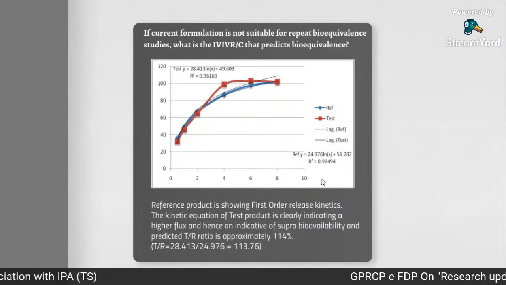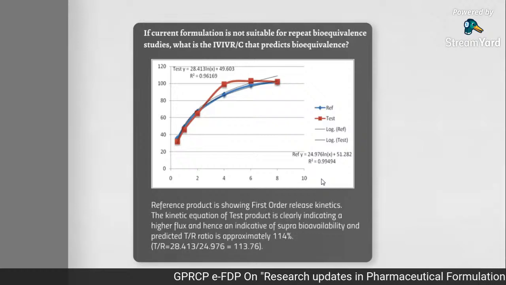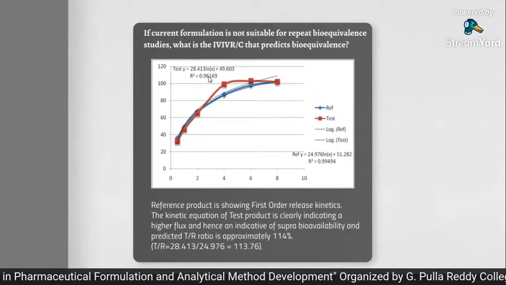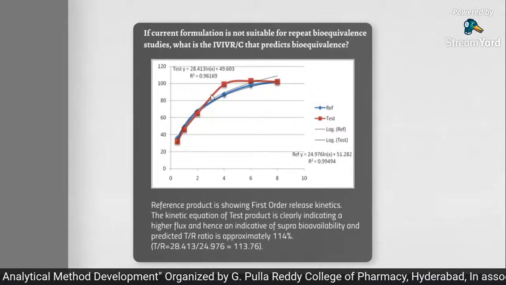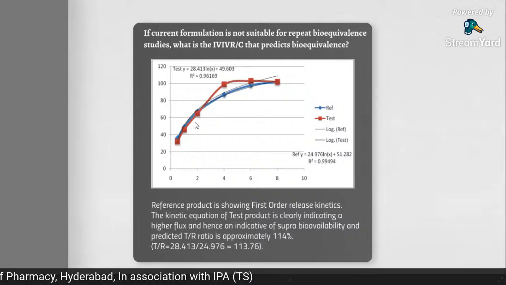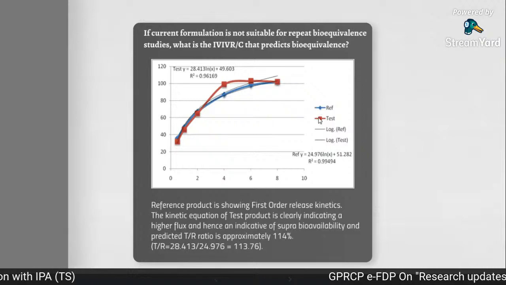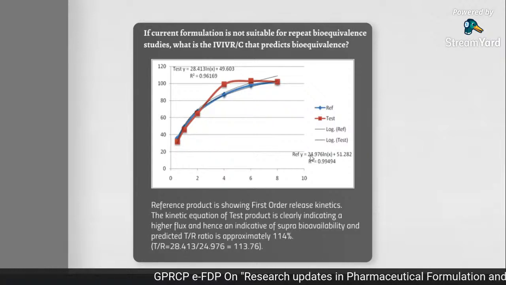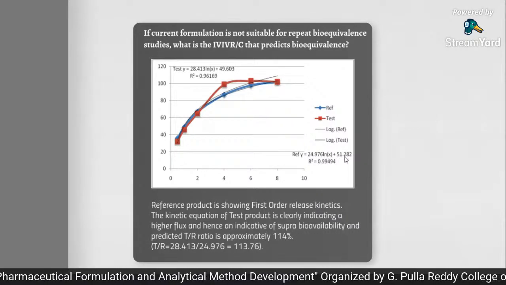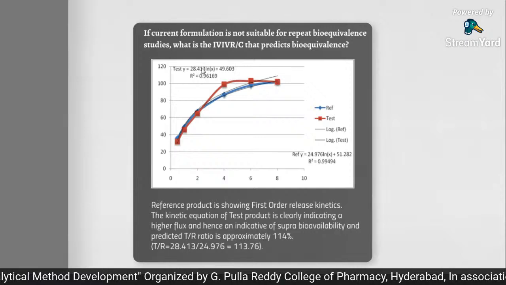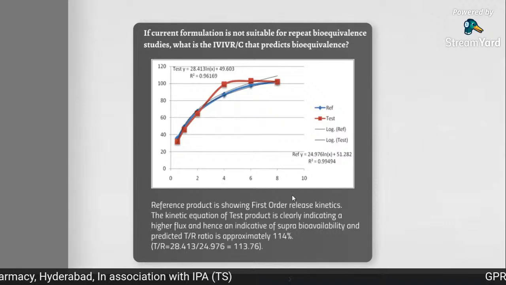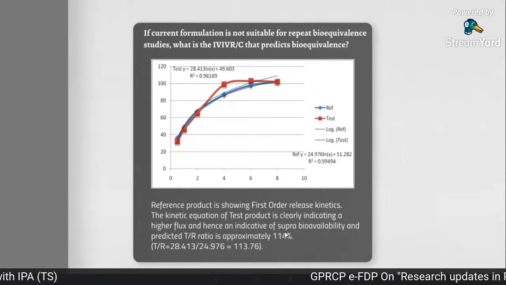Here this is the dissolution graph in 0.1 normal HCl: dissolution of innovator, dissolution of test. Blue color is reference and red color is test. You can see the test formulation is on the higher side. That itself indicates your test formulation is faster than the innovator. And when we calculated, this is the equation from the log linear equation: 24.976 x plus 51.282 in case of reference, and 28.413 in case of test. 28 divided by 24, the ratio is 114. That itself is on the higher side.